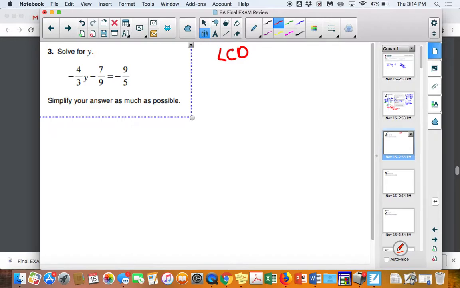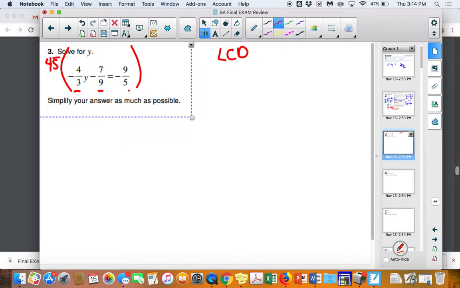3 goes into 9. So 9 takes care of both of these. But 5 is totally separate. So what is 9 times 5? That would be 45. So 45 is going to be your least common denominator. So come through here and we're going to multiply each term by 45.